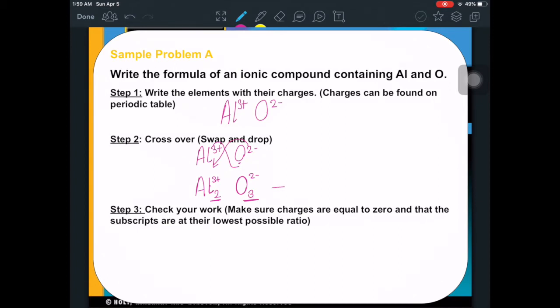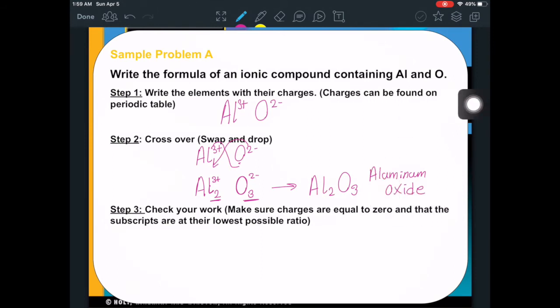So basically, when I'm writing the overall compound, I don't actually have to write the charges. So it's just going to look like this: aluminum oxide. Okay? I'm going to name this obviously because I have an aluminum atom, which is my cation, and an oxygen atom, which is my anion, and you know oxygen gets turned into oxide once it gains electrons.